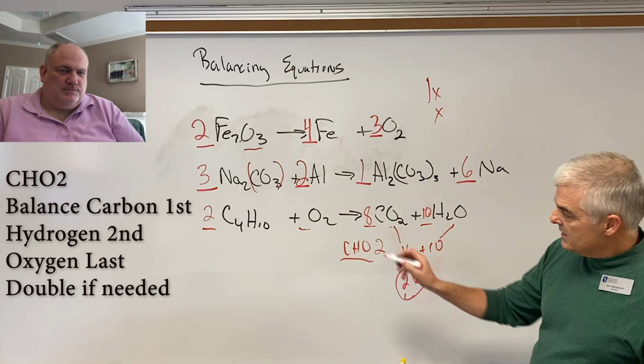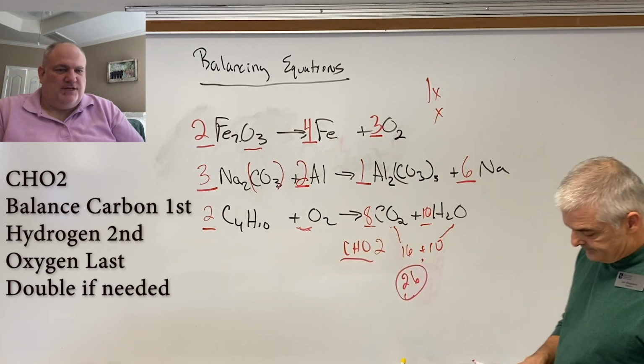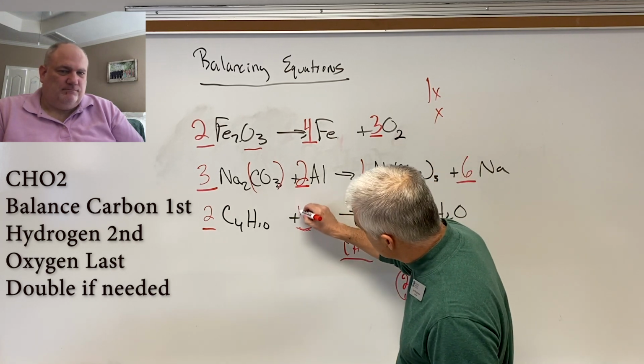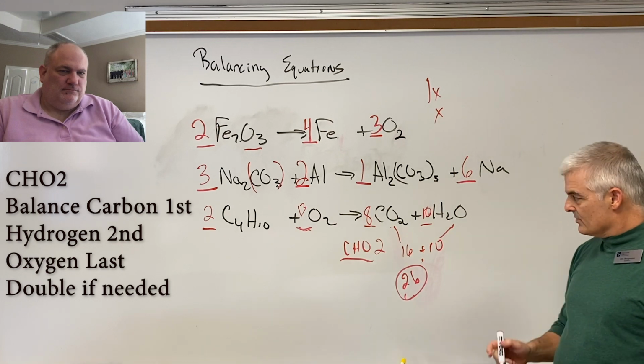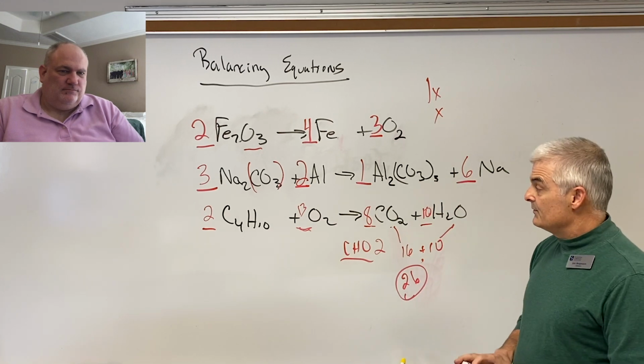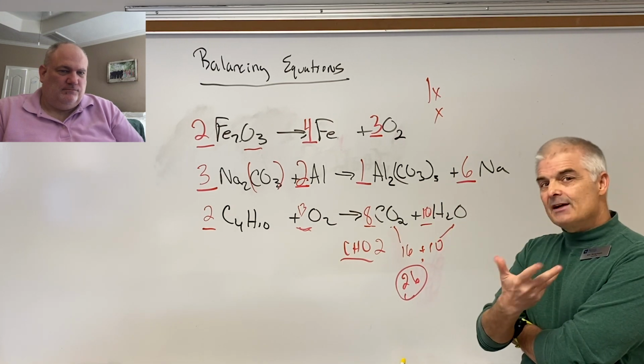What number goes in front of the O2 here? Now you've got to put a 13. It's 13, because 13 times 2 is 26. So it's 2, 13, 8, and 10. Those are the coefficients. So folks, that's how you balance equations.